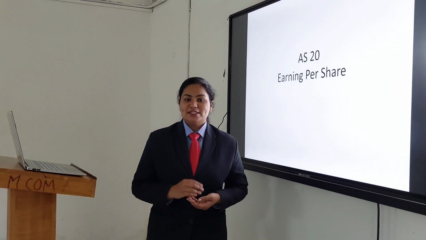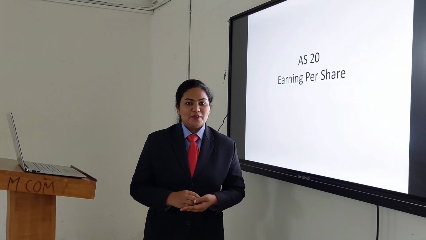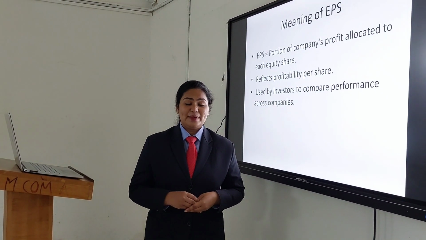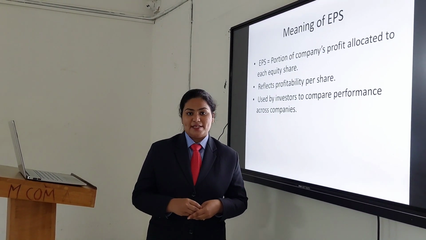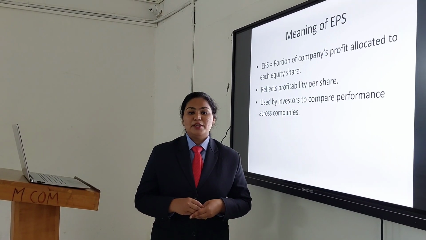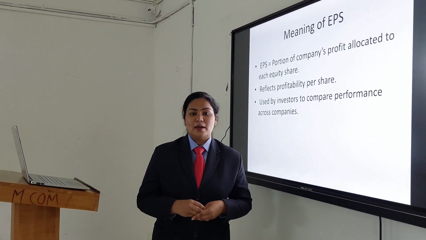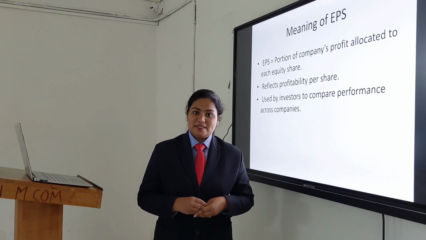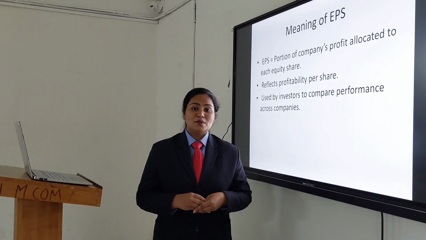Going to learn Accounting Standard 20, Earning per share. What is an earning per share? Earning per share (EPS) is the portion of a company's net profit attributable to shares. In simple terms, earning per share shows the profit earned by the company from each share held by the shareholders. This can be used by investors to compare performance across companies.